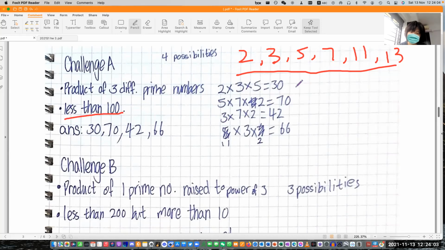So I look at this. 30 is the one. Okay, good. Anything more than this? I don't think so. Okay. In fact, I'm just telling you there is more than one right answer here. There are 4 possibilities. That's how you get this.